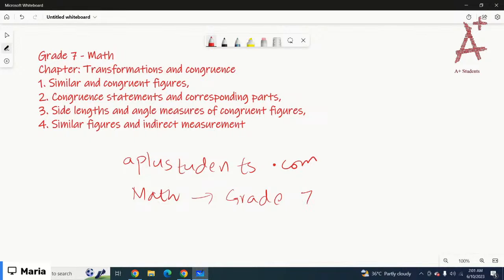We're going to start with the chapter transformations and congruence, and the lessons we're going to cover today are similar and congruent figures, congruent statements and corresponding parts, side lengths and angle measures of congruent figures, and then similar figures and indirect measurements. So let's just start with the first lesson, that is similar and congruent figures.